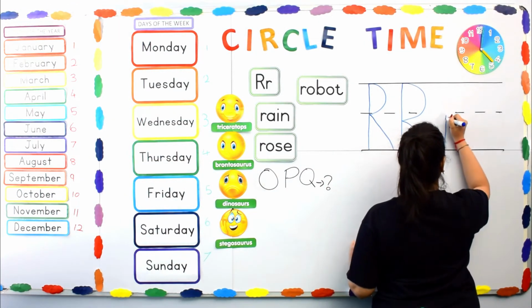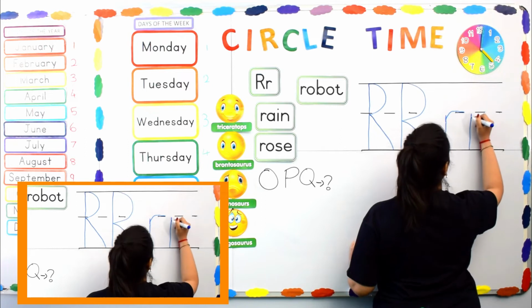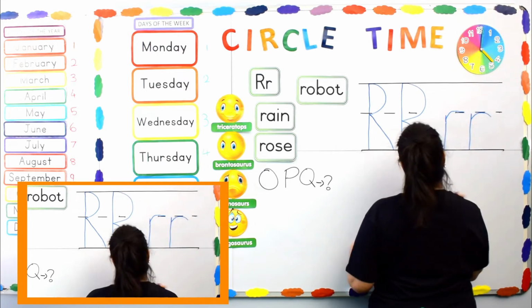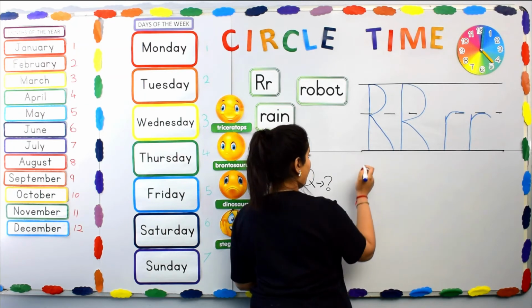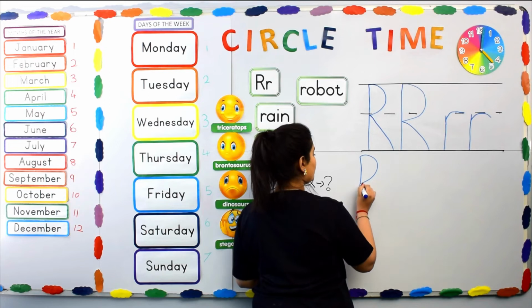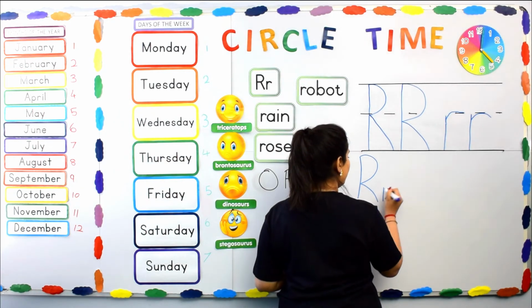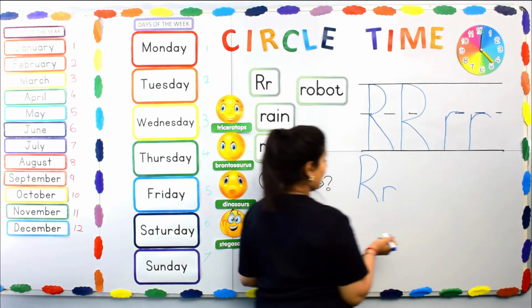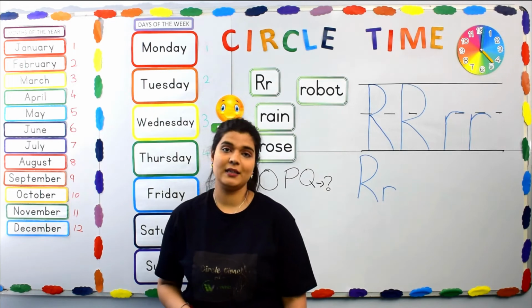We start at the middle of the line and we curve. So let's do that down here so that we can see it properly. One, two, three. One, two. R makes the sound r.